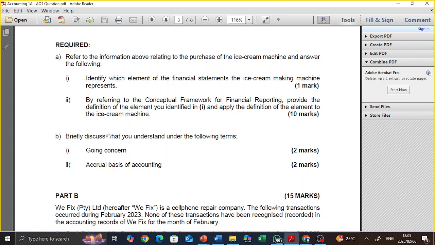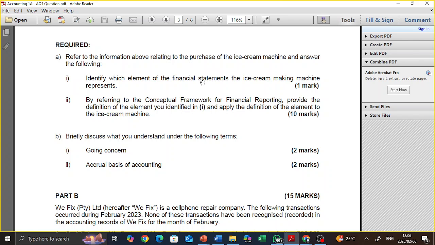Briefly discuss what you understand under the following terms. So you've looked at this. This is a typical structure. Identify the element of financial statements the ice cream machine represents. The elements in this question, or the elements in general, are usually asset, liability, equity. That's what the elements usually are. The most popular one they will ask is either asset or liability at your level, unless they just decide that they don't like first years anymore and they want to make it something more intense.